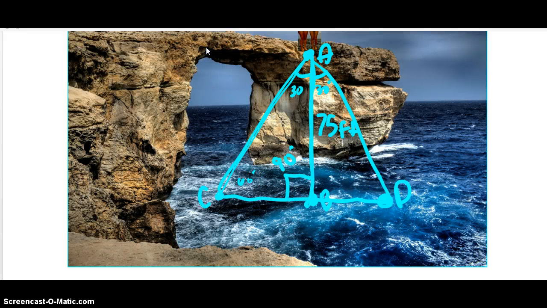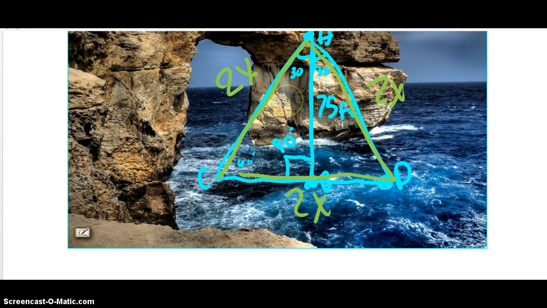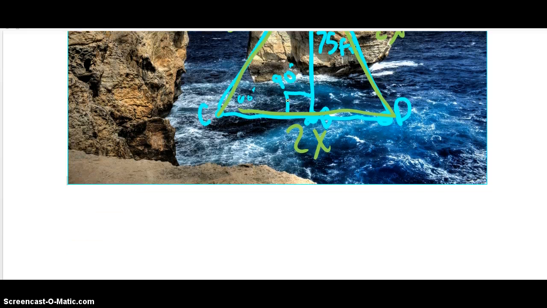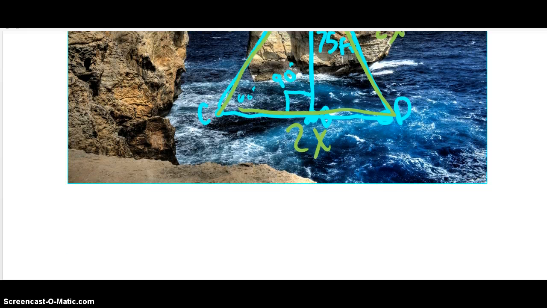Since this is a 30, 60, 90 triangle, we can look at the overall picture of the triangle. Let me change my color real quick so you can see this. We'll go with green. This overall triangle, this really big one right here, this side right here would be 2x. We'll label all the sides 2x. And so now we can cut it into our little triangle that we have here with our cliff jumping problem.